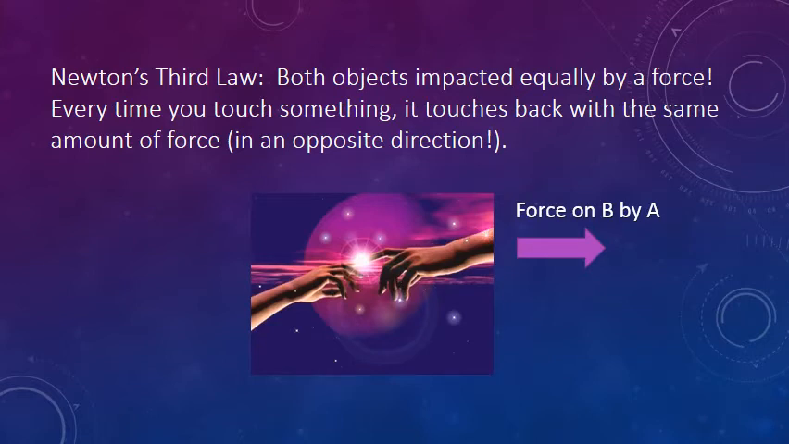A way to write this a little bit more technically: these two fingers are touching. That hand on the right is hand B, and the hand on the left is hand A. There's a force to the right on hand B by hand A. But there's also a force on hand A by hand B. So they both feel each other. Those forces are equal in size. They both feel the same amount of force, and they're in opposite directions.